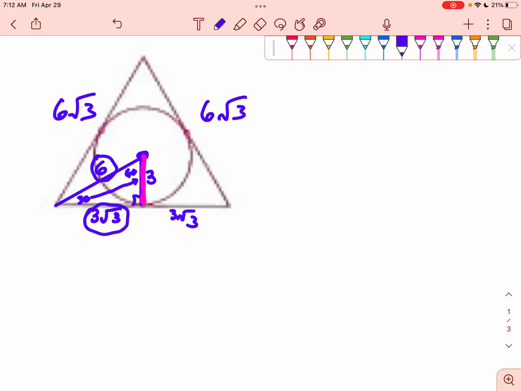Okay, so keep that in mind. I put this side over here as 3 root 3 as well, meaning that the entire base has to be 6 root 3. So this is 6 root 3, and this is also 6 root 3. So each of those are 6 root 3.